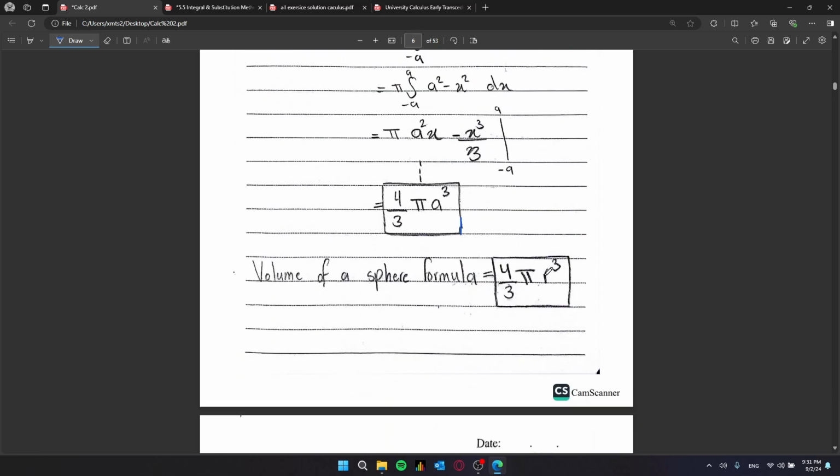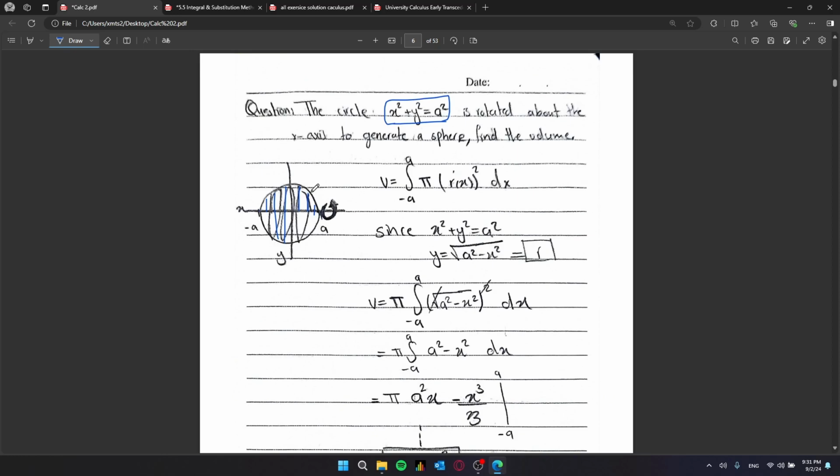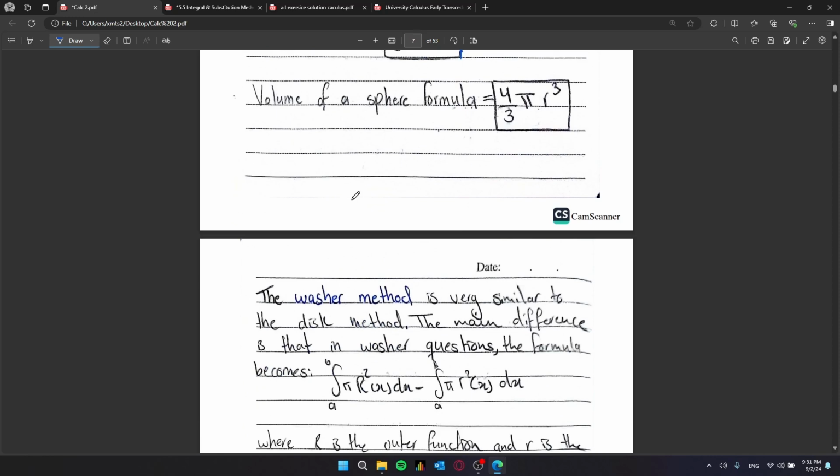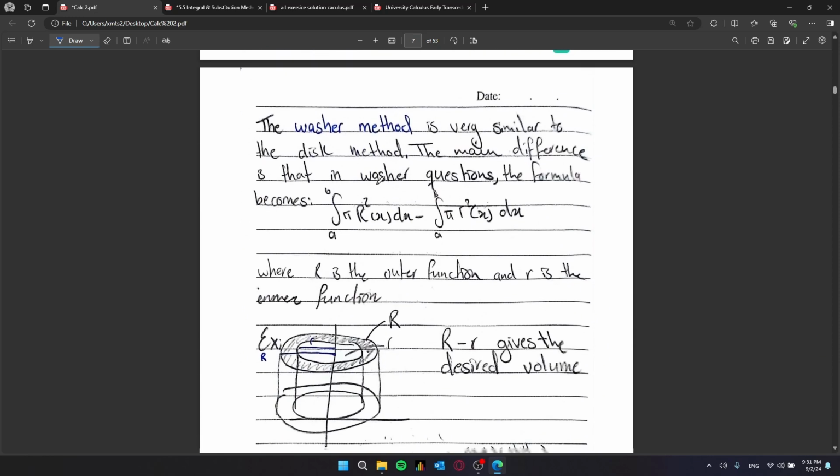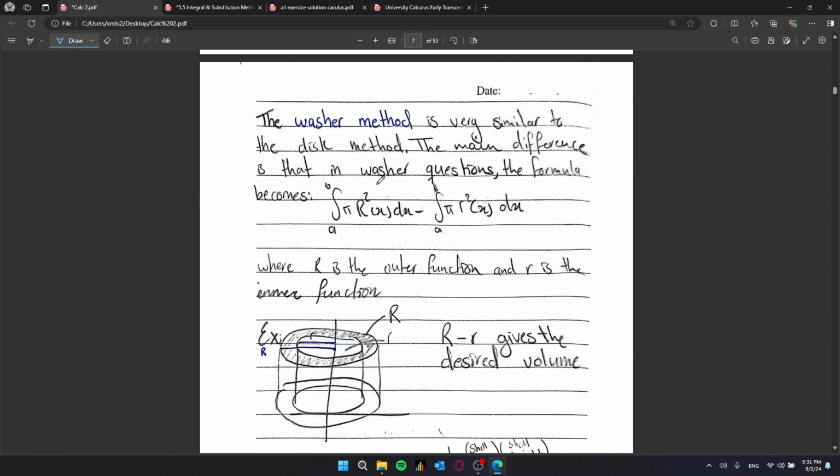Yeah, 4/3 pi r cubed. Here we're using a as the radius of the circles within the sphere. Now, the next method we have is the washer method. The washer method is similar to the disk method, but the difference is that the radius is just going to be slightly harder to get.